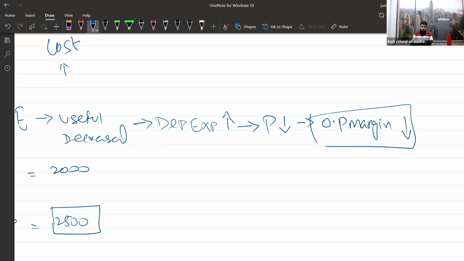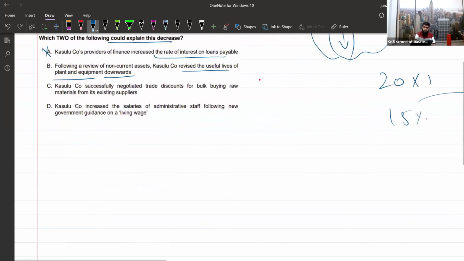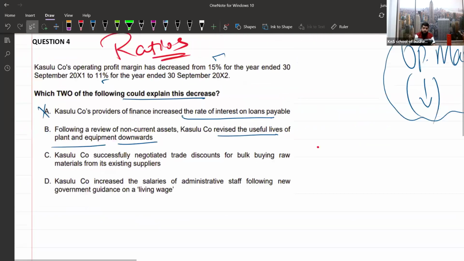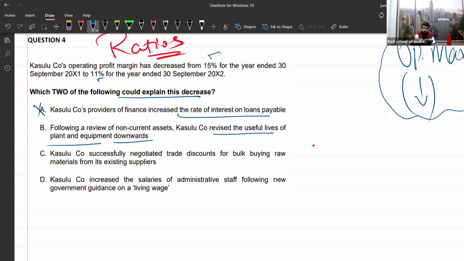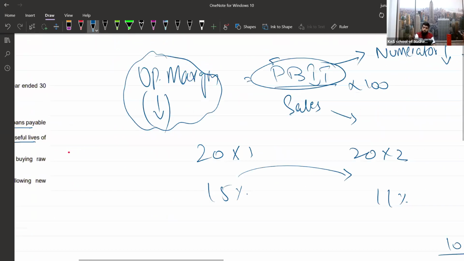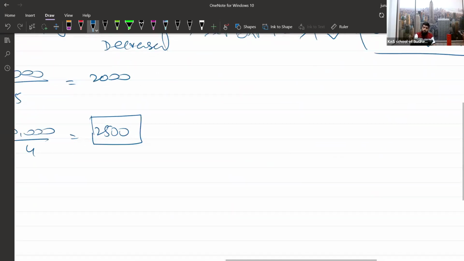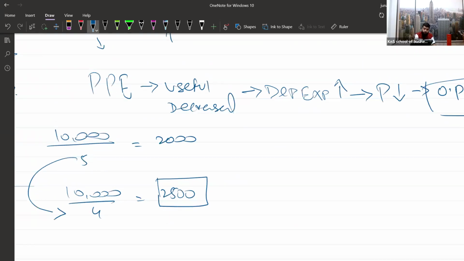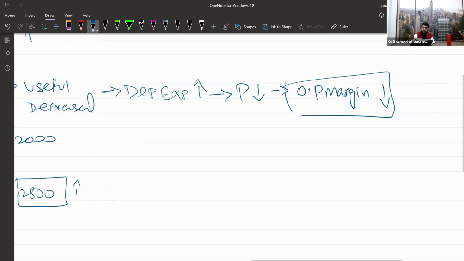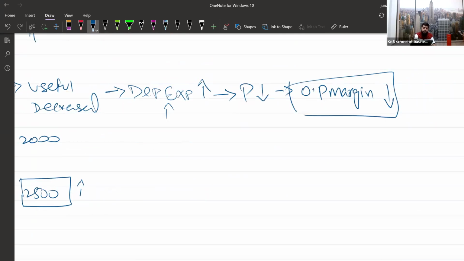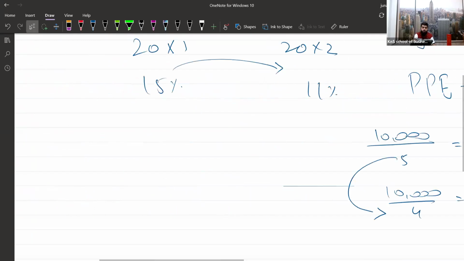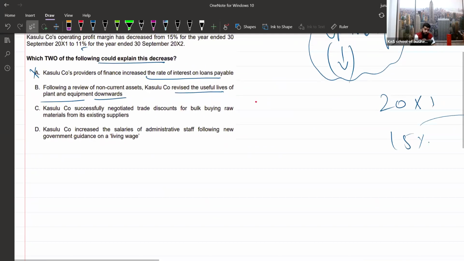Is this the correct option? Yes, this is the correct option. It's perfectly said that the non-current asset useful life was decreased, and I showed you the analysis for this one. The useful life was decreased from 5 years to 4 years, and the depreciation expense increased by 500. So obviously the profit will reduce, and ultimately the operating profit margin will reduce. So this is one reason, and we need two reasons.